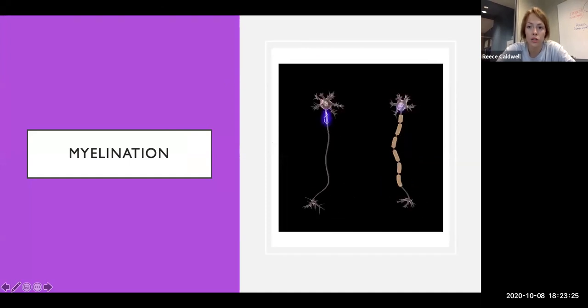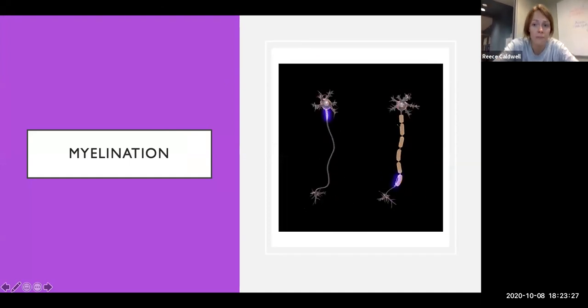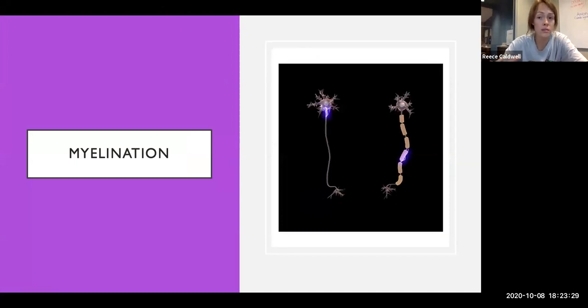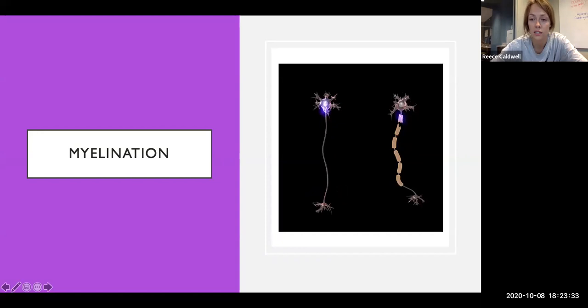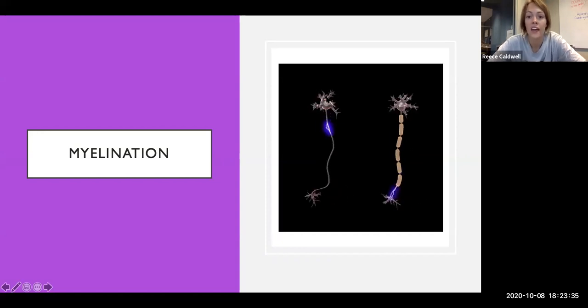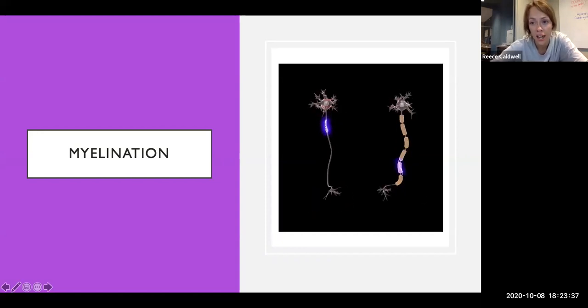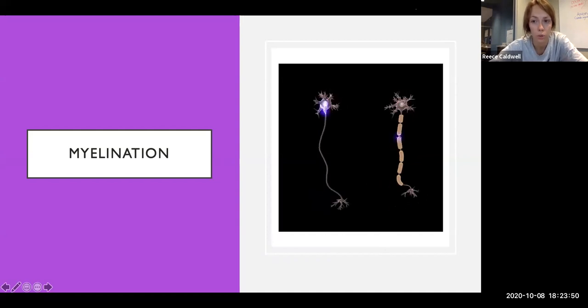So I told y'all that Schwann cells that form the myelin sheath will increase the transmission of an impulse, like increase the speed that it's sent. So you can see a neuron that does not have those Schwann cells in that myelin sheath, that impulse travels really slow compared to a neuron that is myelinated. So myelination will increase the speed of an impulse. Very important.